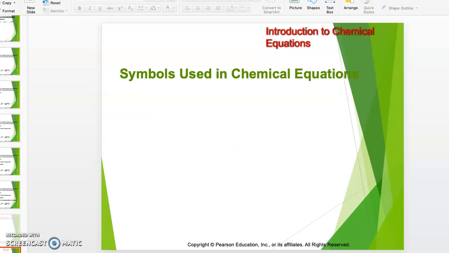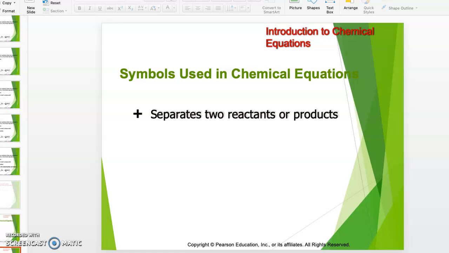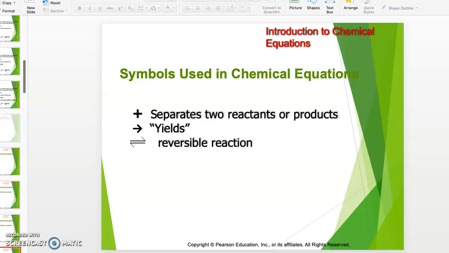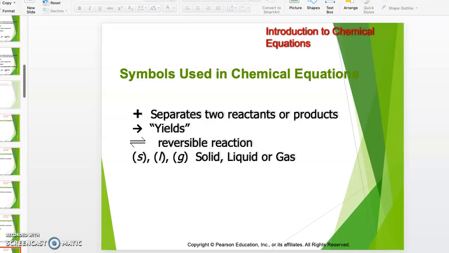Okay. Now, there's some symbols used in chemical equations. I'm going to go through them kind of quick because you can just refer to the slide again. Okay. So we have plus, which is written in equations, which means it's going to separate 2 elements or 2 compounds. An arrow to the right means yields or produces, you can call it. And then you have a double arrow, one going right, one going left. That's a reversible reaction. So a reaction can go one way or it can go the other way.